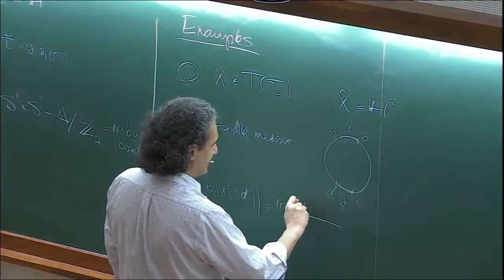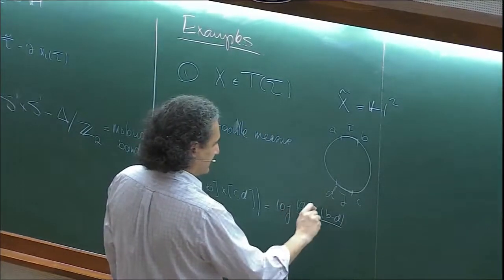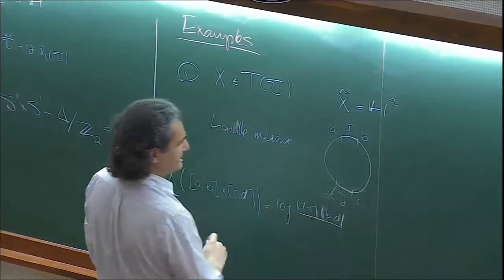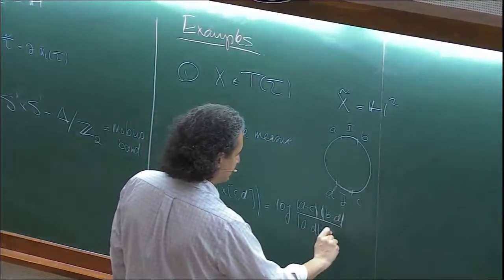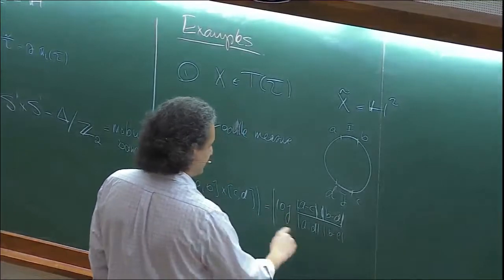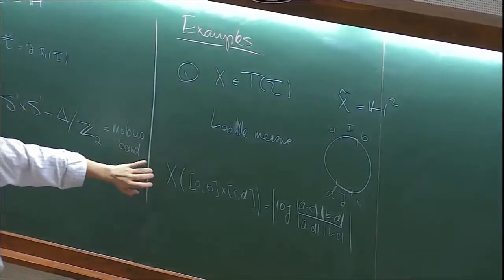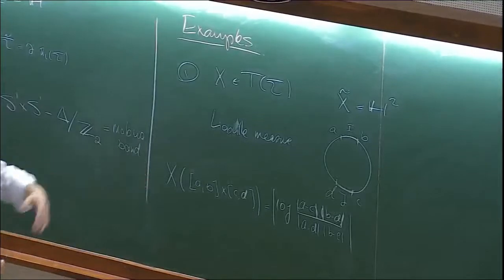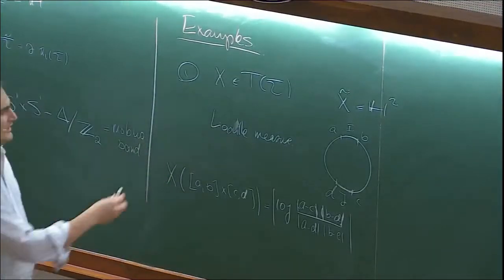Cross ratio is |A minus C| times |B minus D|. These are absolute values, Euclidean distances. Divided by |A minus D| times |B minus C|. And let's take one absolute value again, just to be sure. This is positive. So this is the Liouville measure associated to X. Right? So it's very clearly pi 1 invariant. It determines X uniquely and vice versa.